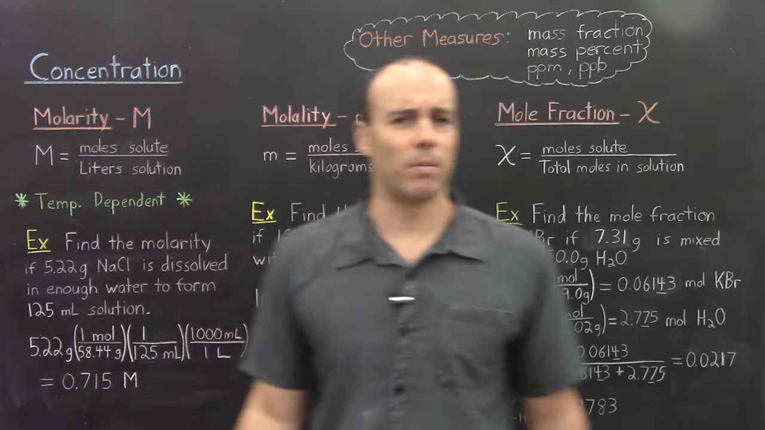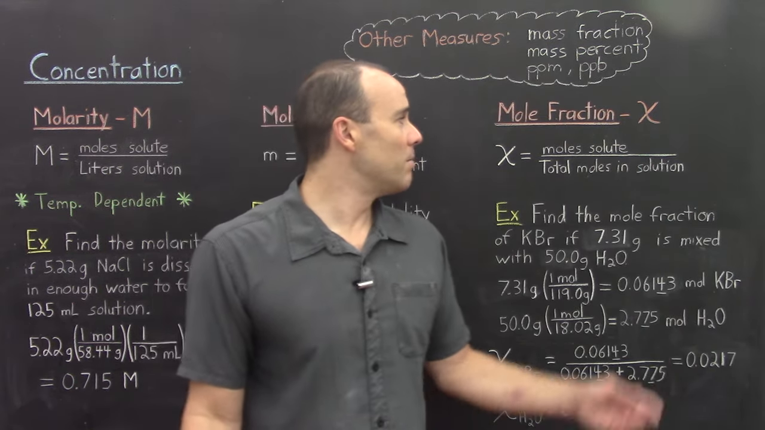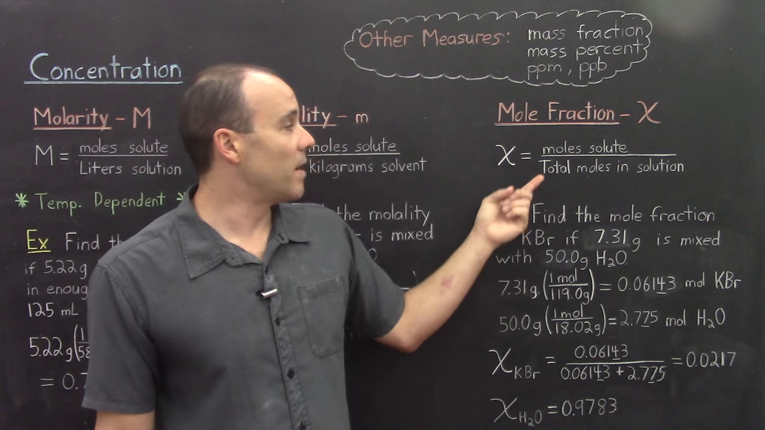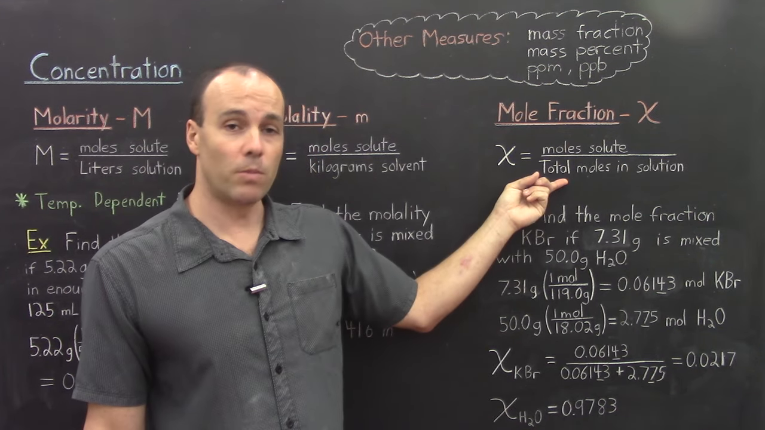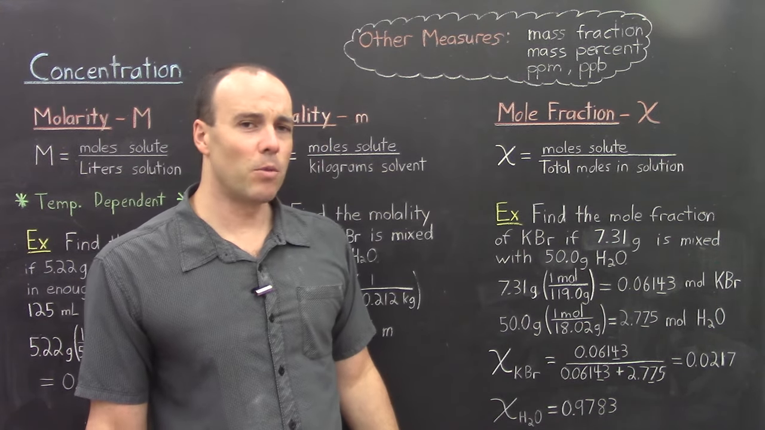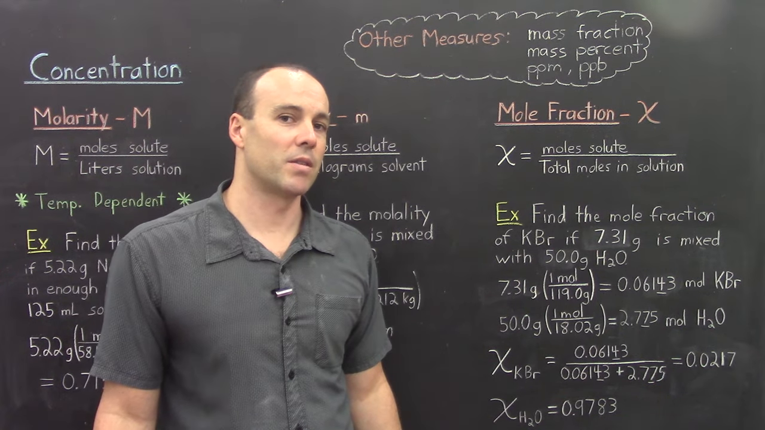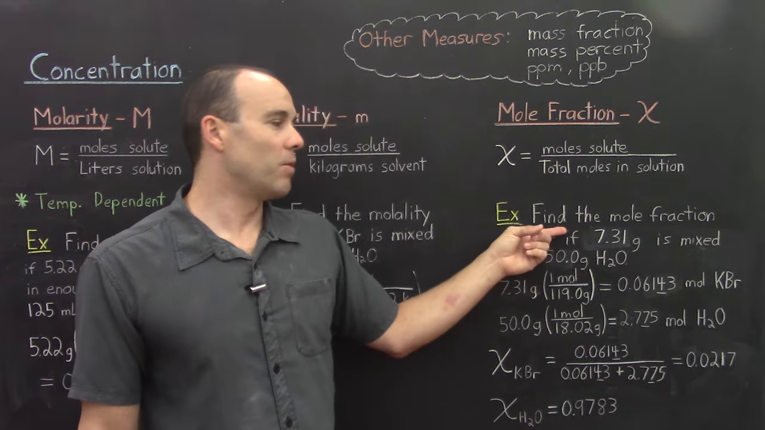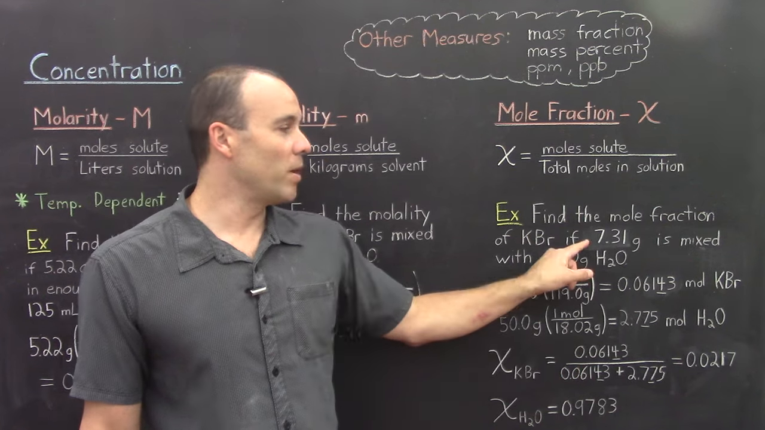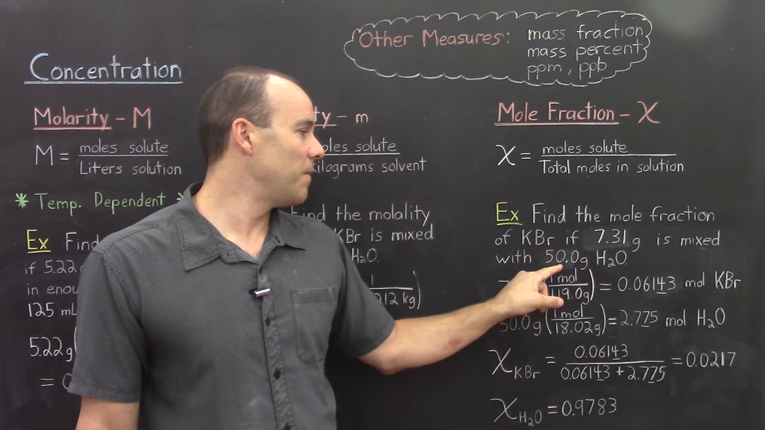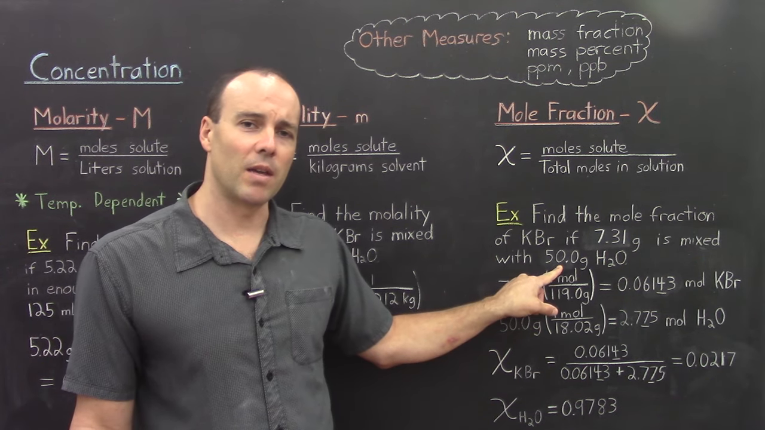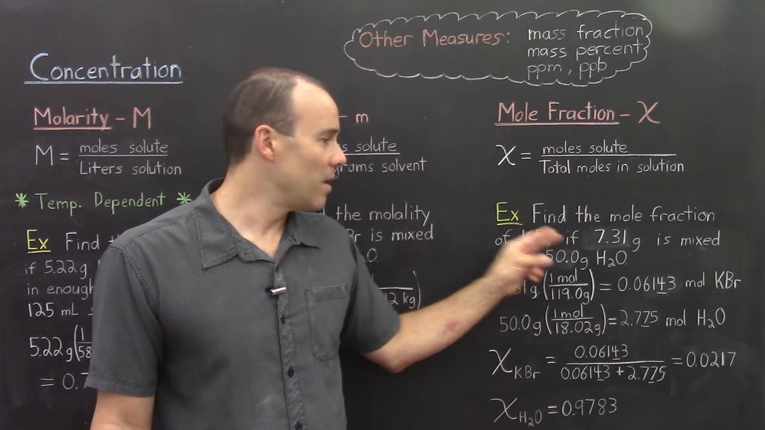Now the last measure is probably the simplest, and that's the mole fraction, which is represented by this Greek letter chi. The mole fraction is defined as moles of solute over total moles in solution. So to determine the mole fraction, you need to know the moles of everything in the solution. The following example shows how to do this. Find the mole fraction of potassium bromide if 7.31 grams is mixed with 50 grams water. So we do need the moles of everything in the solution, and that's potassium bromide and water.